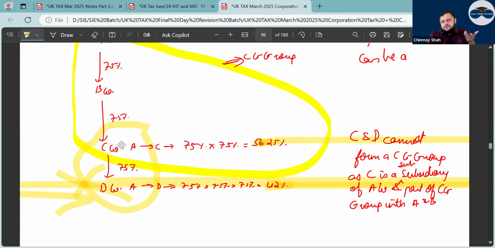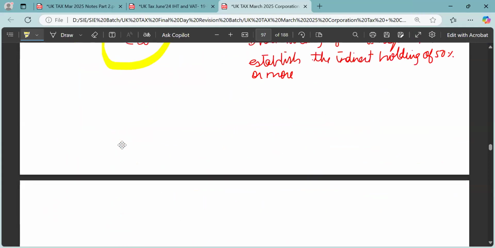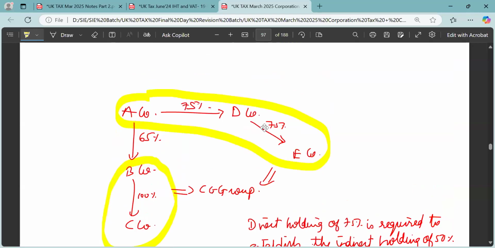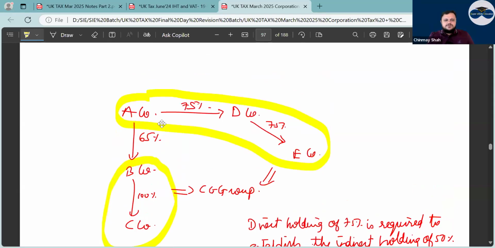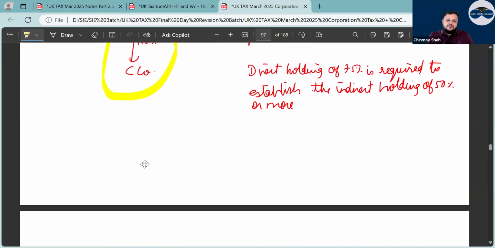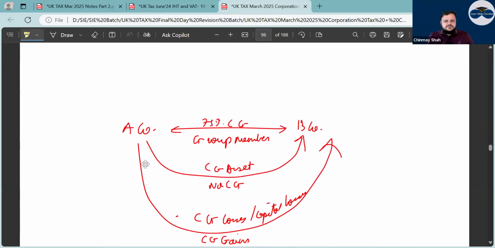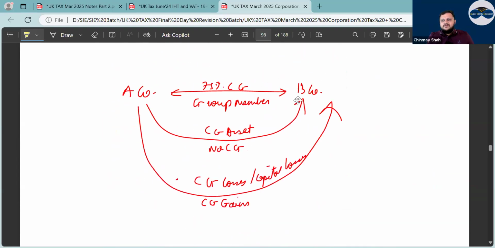But can they make a loss relief group? Why not? Right? Yes. Have a look. So A, D and C, correct? That also is there in the CG group. So A holds 65% in B, directly 75% or more, correct? Have a look. This can be done. Whenever you have A company and B company, correct, as 75% CG group members, no CG to be taken on CG assets, correct? So between them, if A company sells anything to B company, no chargeable gains will arise, correct? And if there are any losses or even if there are any CG gains, they can be transferred to each other.